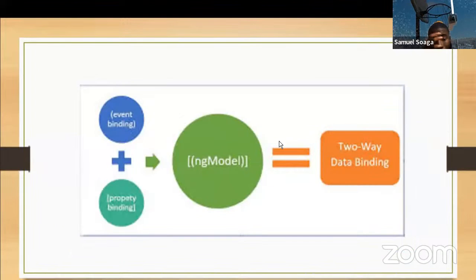Two-way data binding uses both event binding and property binding. It brings them together. That is how it works. Information is able to be passed from the view to the component, like in event binding, and also from the component to the view, like in property binding. Please go to the next slide.